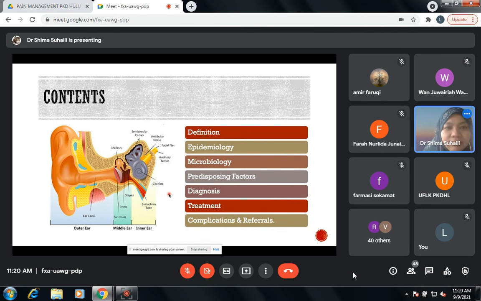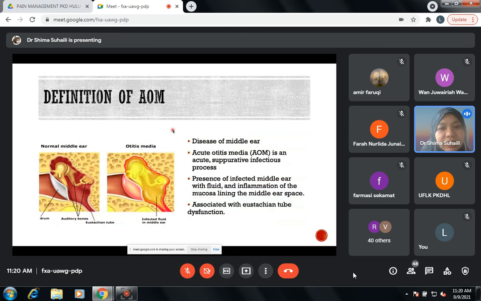Okay, alright. So, basically acute otitis media is a disease of the middle ear, okay, bahagian middle ear ni, and it is an acute suppurative infectious process. Dia adalah proses inflammation disebabkan infection from the ET tube punya problem. Okay, when there's an infection, there will be inflammation. The process of inflammation tu akan menyebabkan collection of fluid. Okay, yang kuning ni all the fluid inside the middle ear.